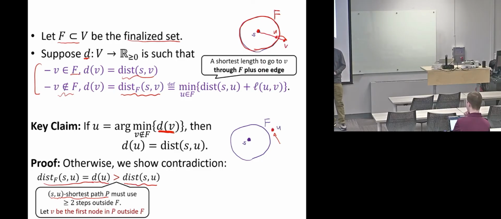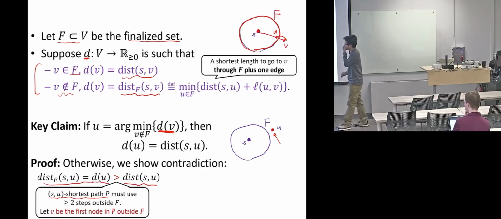Clear? I guess I don't fully understand. So you're saying that when you say the F set, the finalized set, it's 1 step outside of that finalized set to get to U. Why are we allowed to take that 1 step outside of the finalized set? Because I thought that U had to be contained within the finalized set for this to be true.